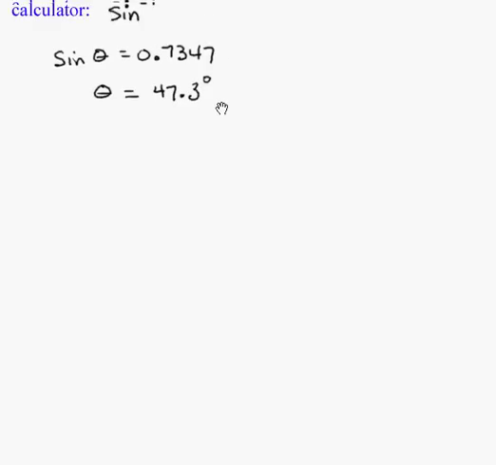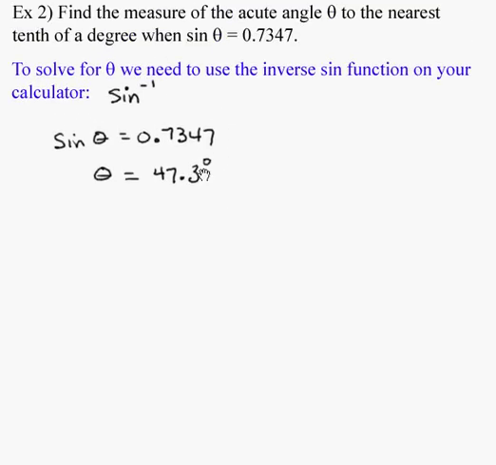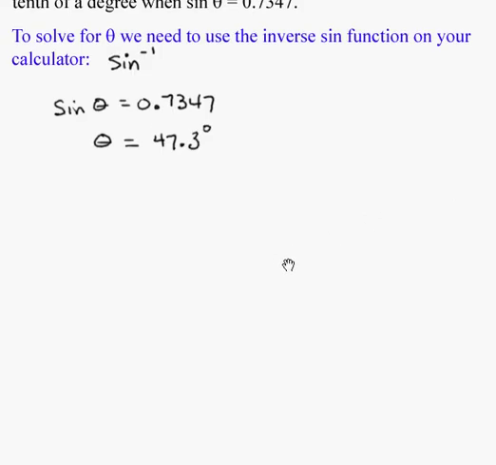Let's round that off. Now, why am I not rounding this one to 4 places? Well, unless you are told otherwise, round to 4 places. This direction says just give it to the nearest tenth. So 47.3 is the nearest tenth. So that mystery angle was 47.3 decimal degrees. So that's the inverse sine button.